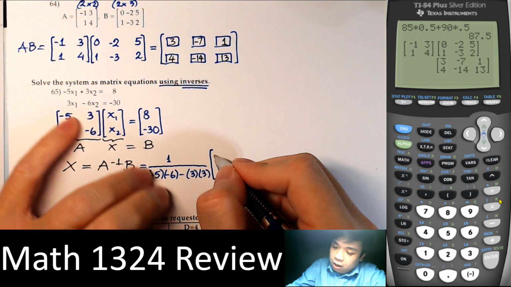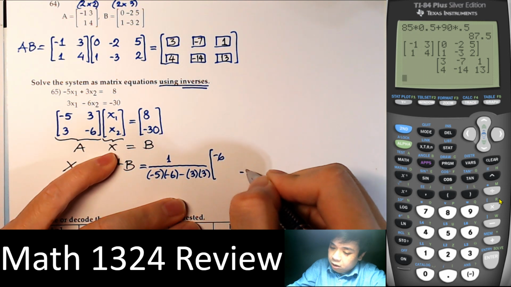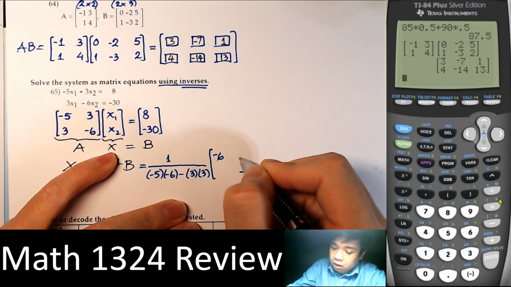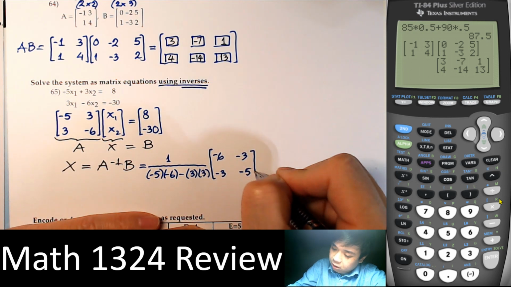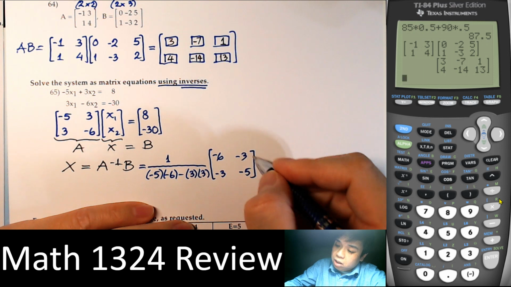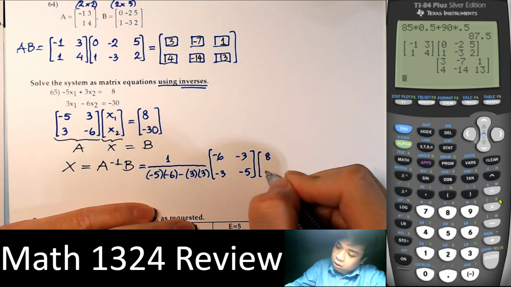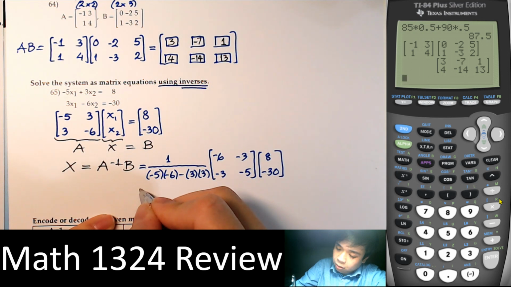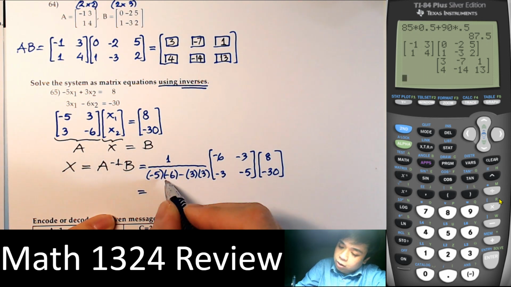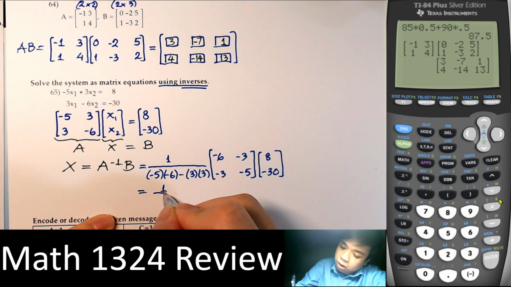And then switching this, and then change the sign of the other. So that's the inverse of A, now times B. Right, so that is 1 over 30 minus 9, or 1 over 21.